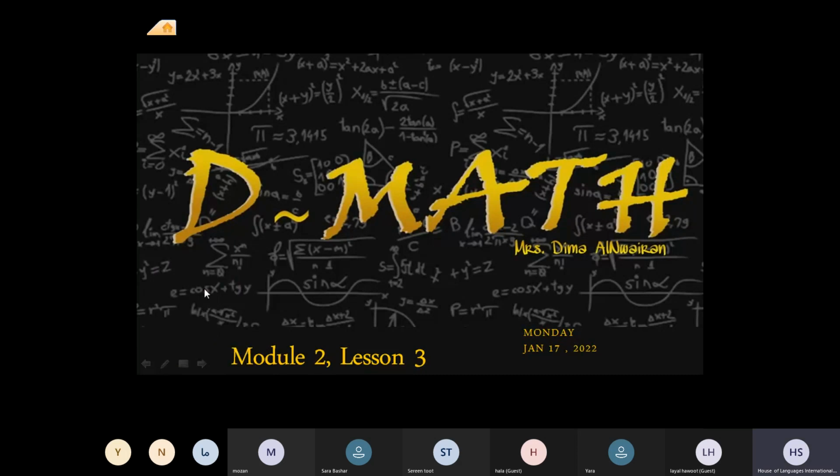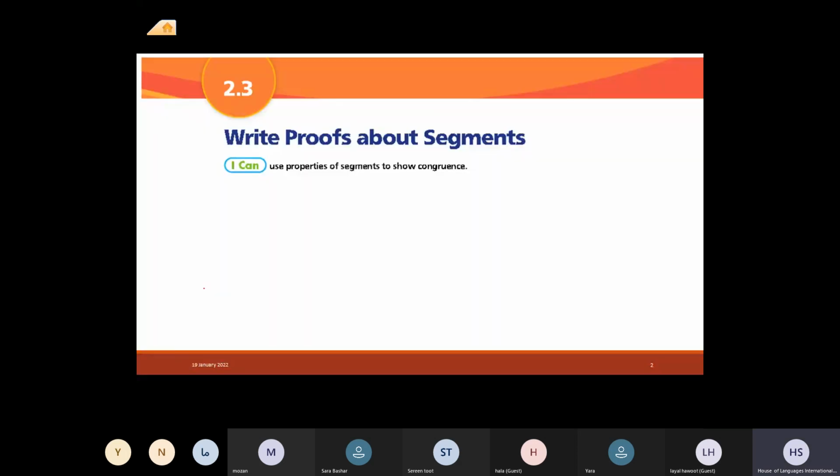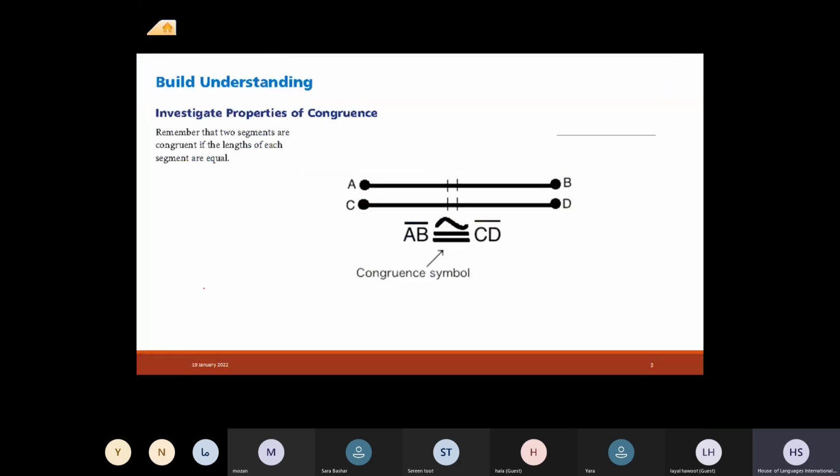Let's start now our lesson 3, which was talking about writing proofs about segments. Now, we talk about congruent. If we have two segments of the same length, the same size, we say that they are congruent. Congruent means they must be the same length or the same size. This sign is the congruent sign.